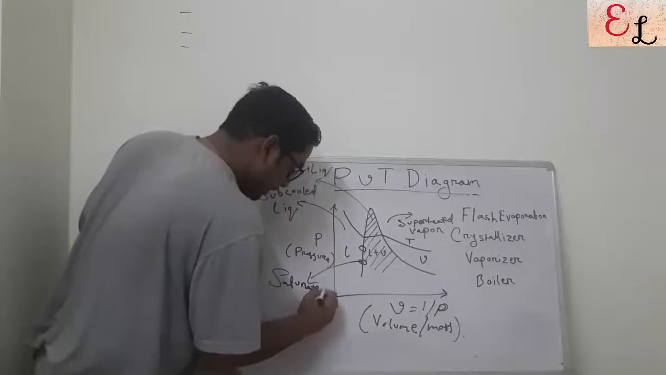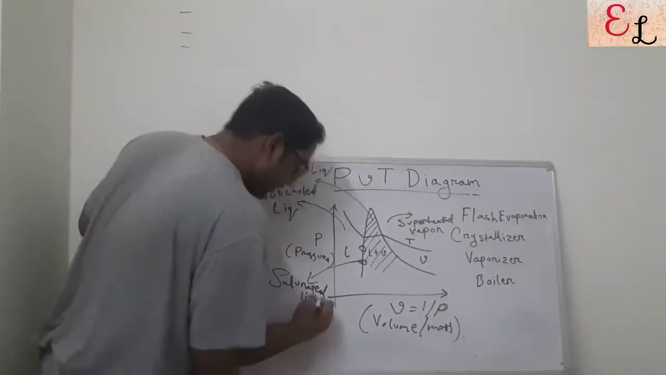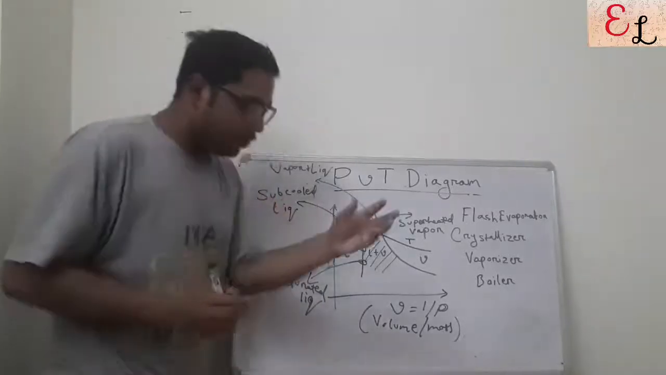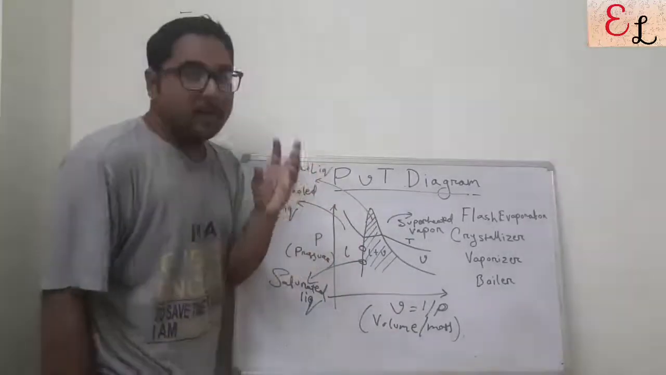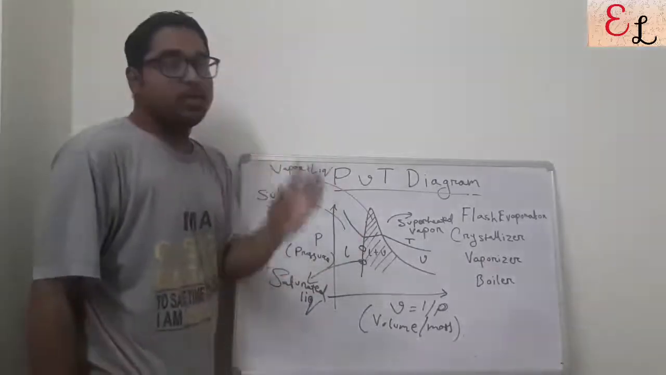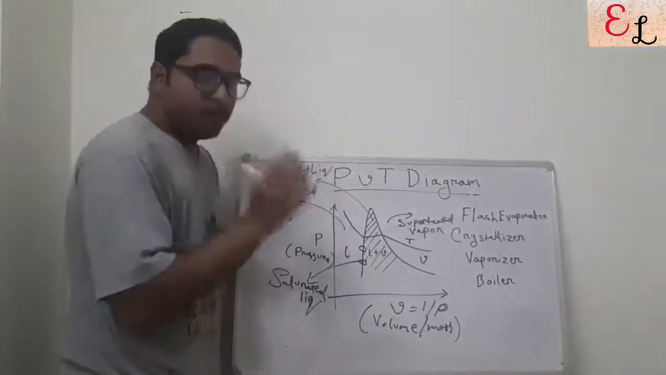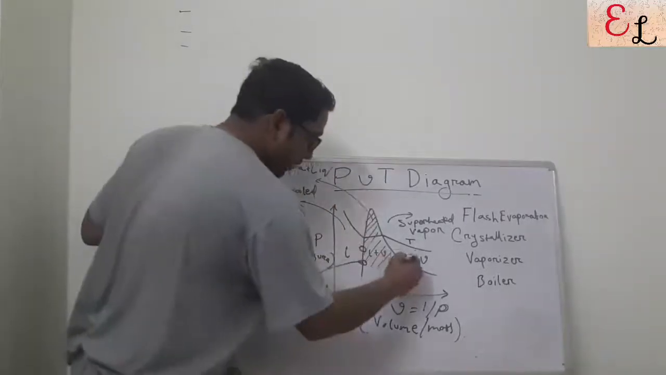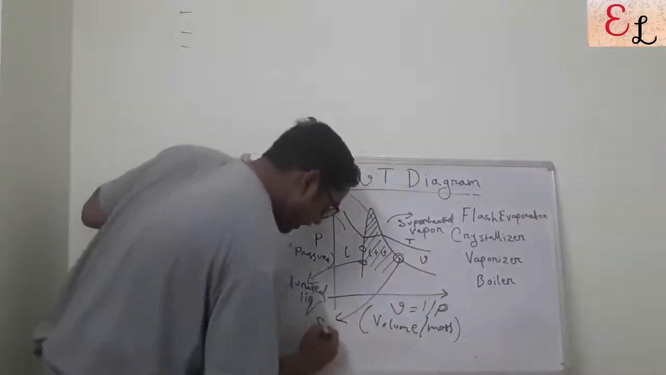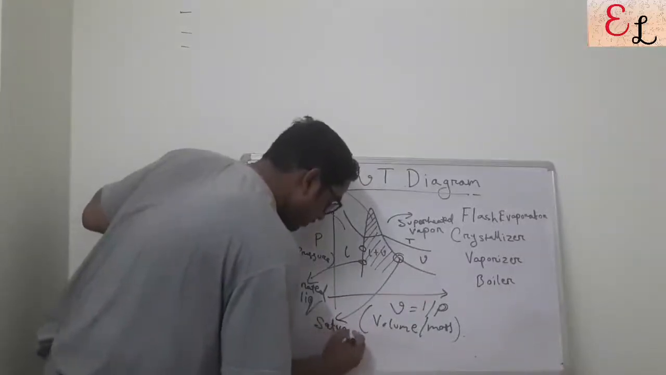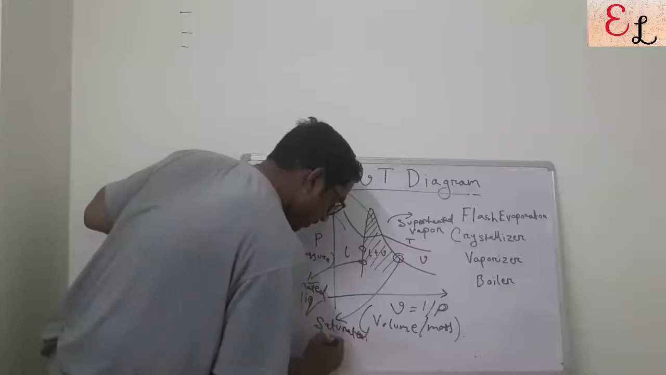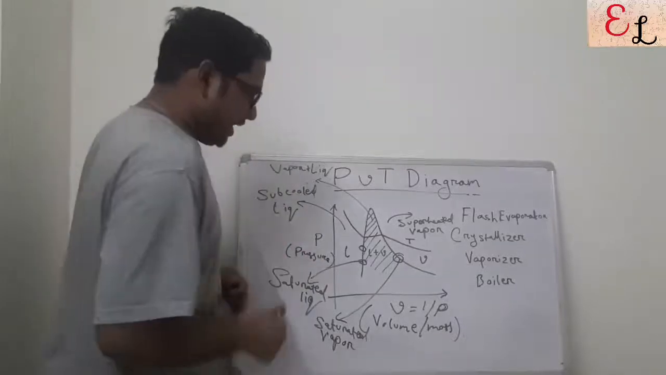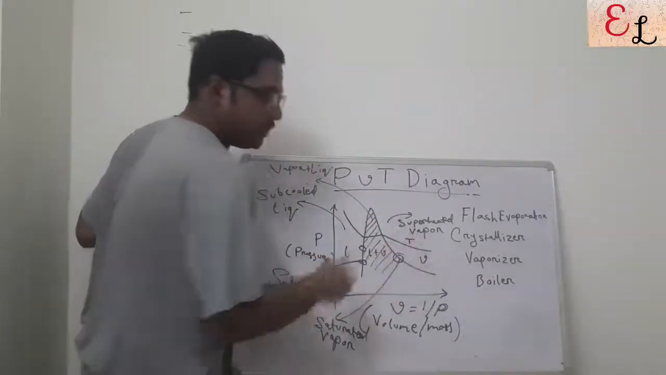Saturated liquid. That is, it is entirely liquid, and if you add a little bit of heat to it, it will straight away change into vapor. So it will start forming vapor, and there will be a liquid-vapor equilibrium coexisting. And at this point, at a particular pressure, this is my saturated vapor. So this is my saturated liquid, this is my saturated vapor.